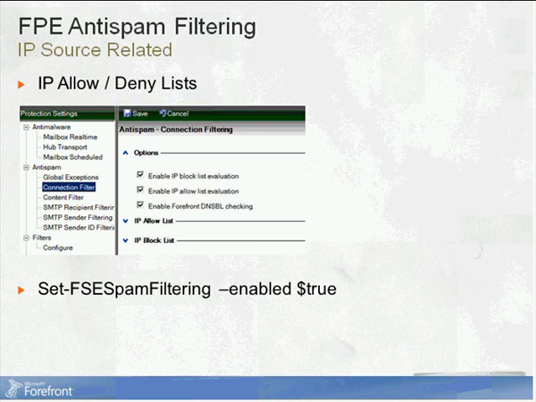So until anti-spam functionality is enabled, any change that you make to the anti-spam setting with the user interface will not work. This is the PowerShell command to enable the FSE anti-spam functionality: Set-FseSpamFiltering -Enable $true.